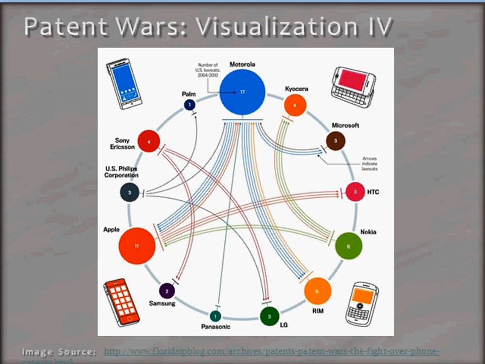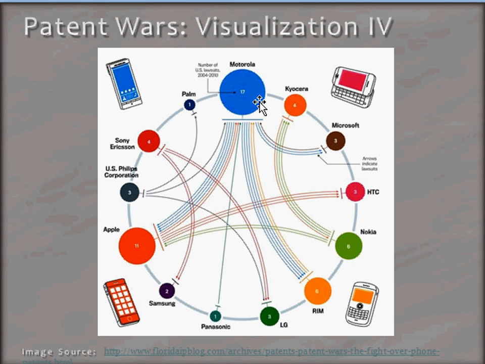Now, in the opposite direction, we have visualization number 4, which is from Florida IP Blog. This one again crams a lot of information into a small space, but it's very readable. You not only get a sense of the complexity of what's going on, but the directionality.